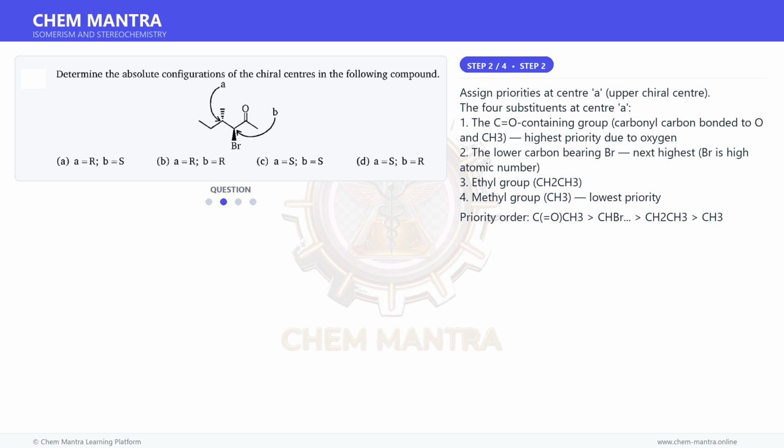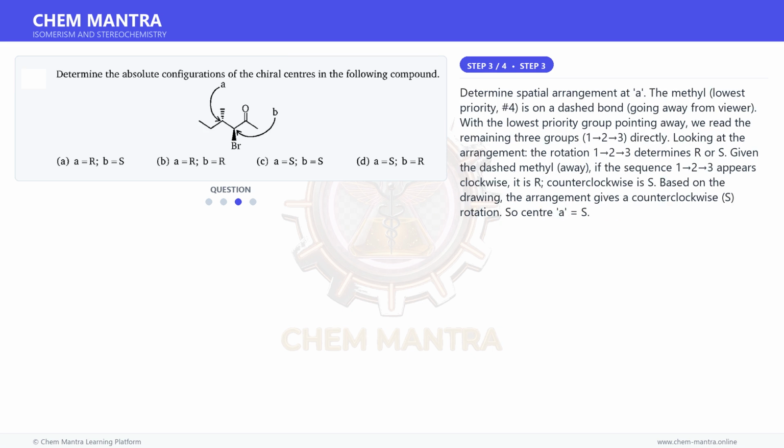Assign priorities at center A, the upper chiral center. The 4 substituents at center A: 1. The C=O containing group, the carbonyl carbon bonded to O and CH3, highest priority due to oxygen. 2. The lower carbon bearing Br, next highest, Br is high atomic number. 3. Ethyl group, CH2CH3. 4. Methyl group, CH3, lowest priority. Priority order: C=O CH3, CHBr CH2CH3, CH3. Moving on to the next step.